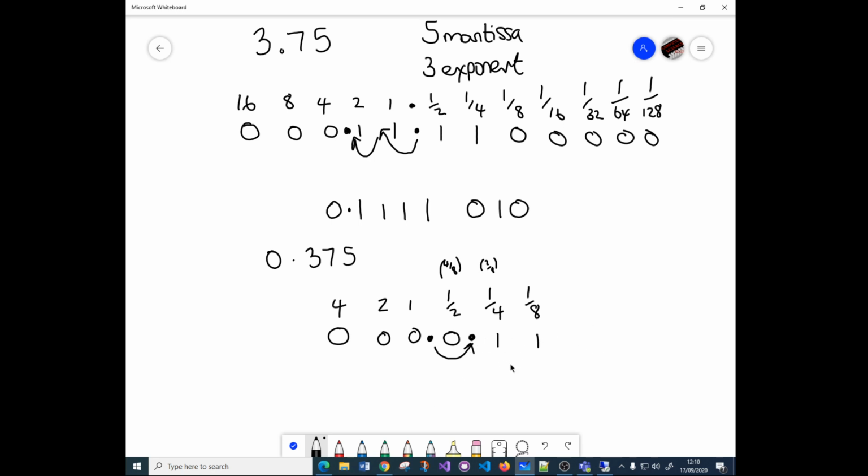Yeah. Right, so we've moved it 1. So the magnitude of the exponent is 1. But let's just write down our number so that we can see. We've got 5 bits, but we actually only have 3 pieces of information. What do we put in the other 2? Zeros. So there's our mantissa.